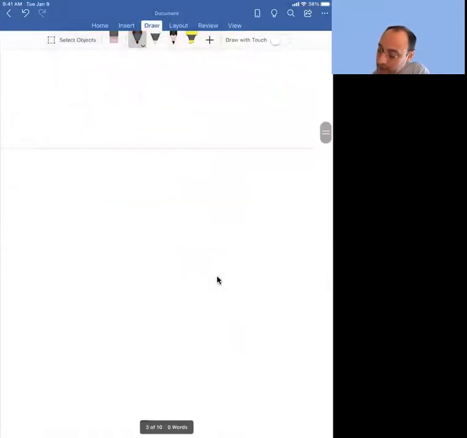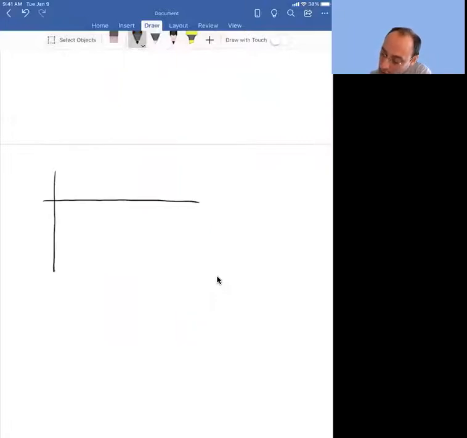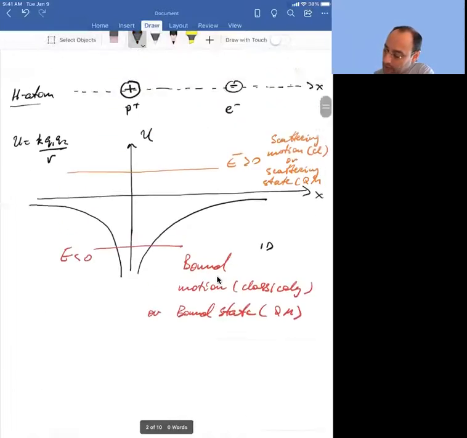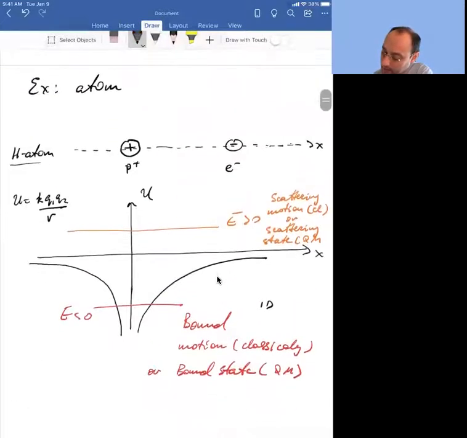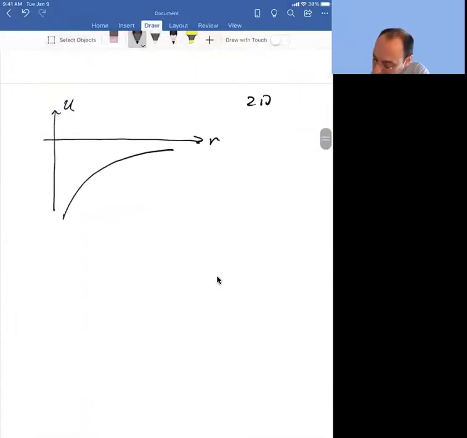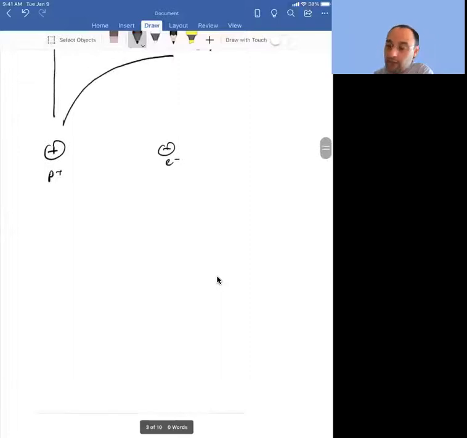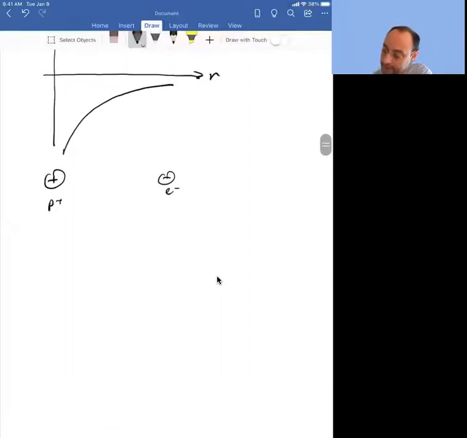Now in 2D, we plot potential energy versus the radius, and radius is always a positive quantity. So in 2D, we do this. So this is 1D. This is the x-axis. So in 2D, you have the following situation. So you have a proton, and then you have an electron somewhere. And what kind of motion can happen in 2D?